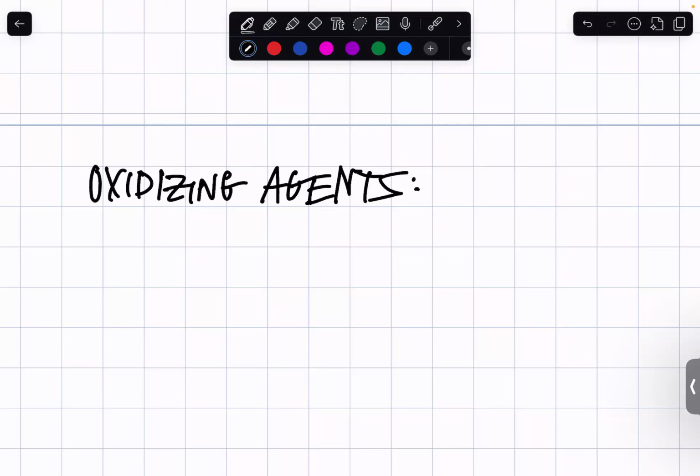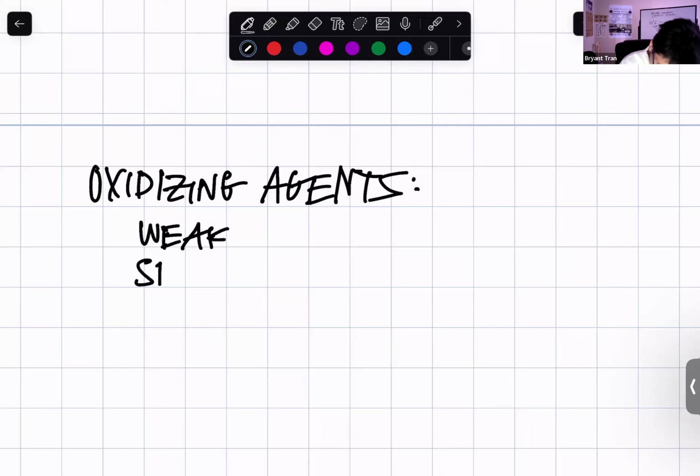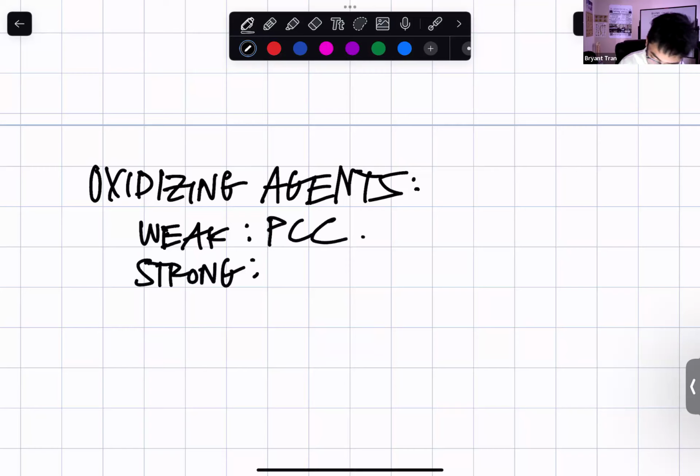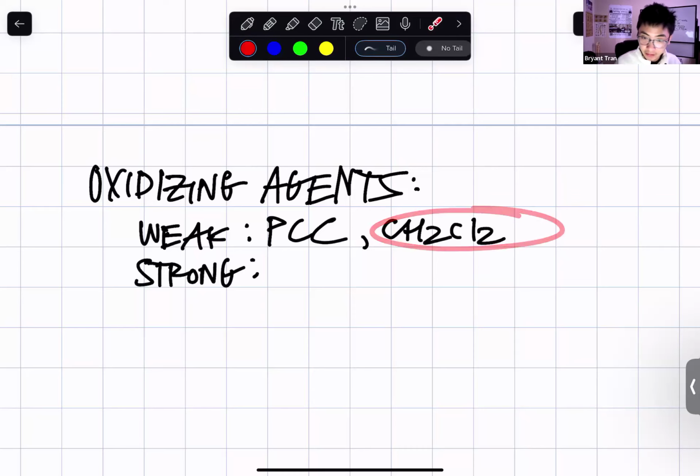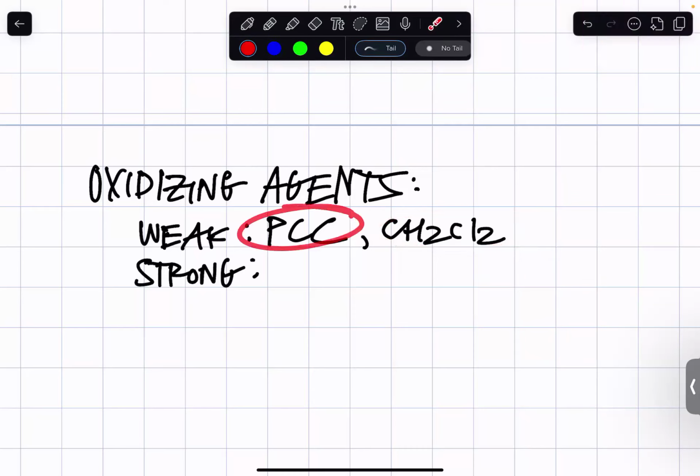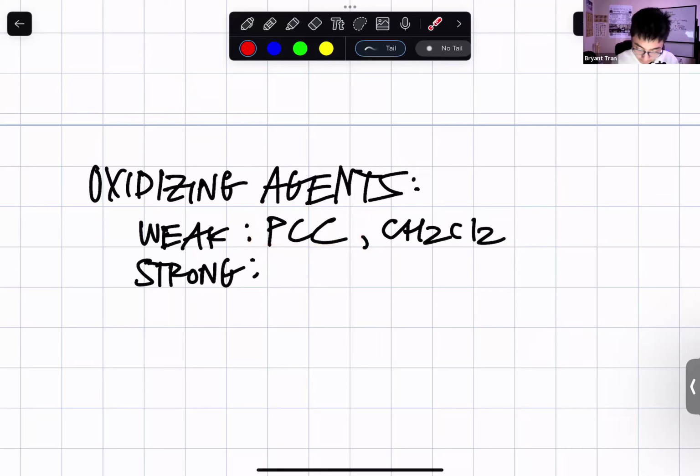There are two types of oxidizing agents that you're most likely to see: a weak one and a strong one. The weak oxidizing agent is going to be PCC. You could see CH2Cl2, but that is the solvent, right? PCC, CH2Cl2.